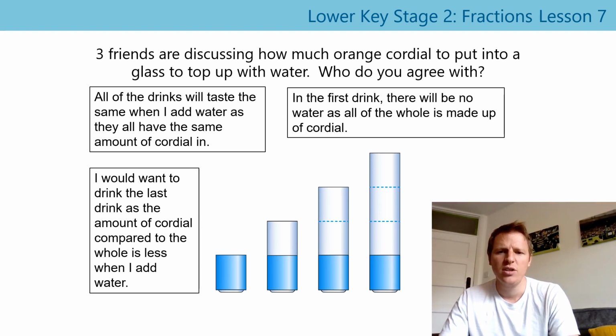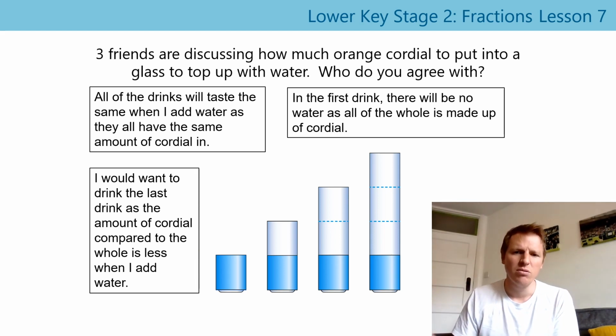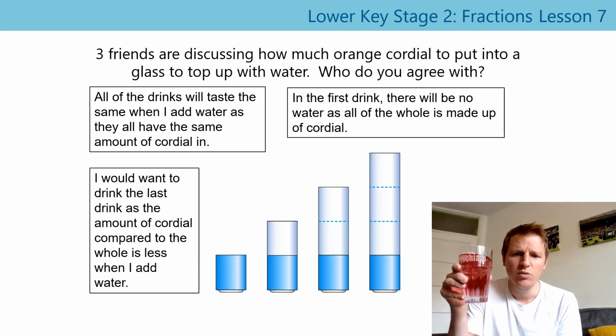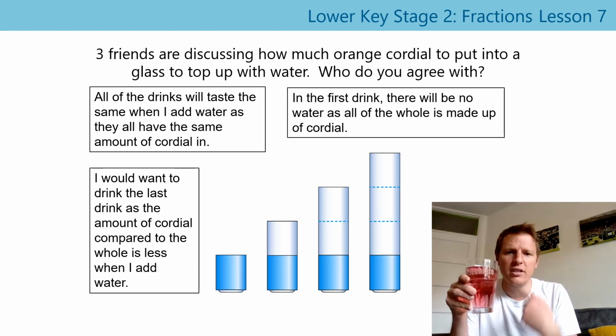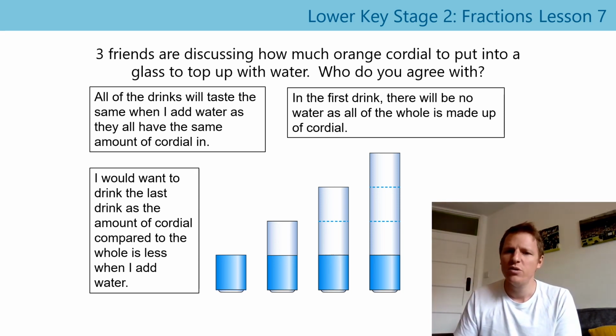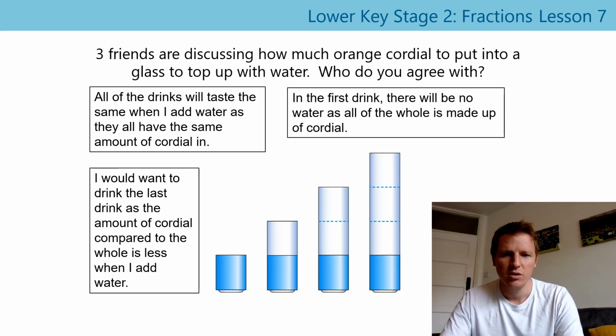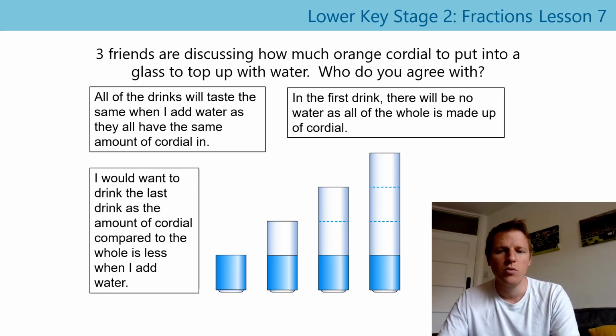In this one, I should have said before, the part that's coloured in is the part that is cordial, and the part above it is the part that is water. Now, if I go back to my example, that's not actually what it looks like, because when we mix them together, they all mix together. So it wouldn't look like that image on the screen, but that's just so you can understand what part is water, or what parts are water, and what part is cordial.